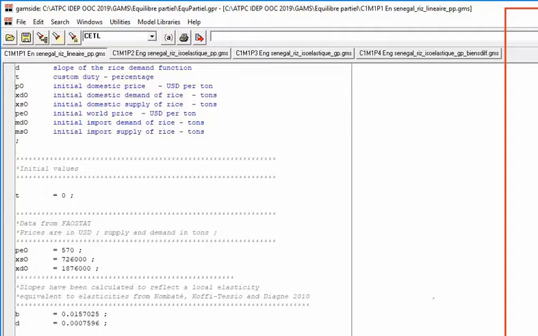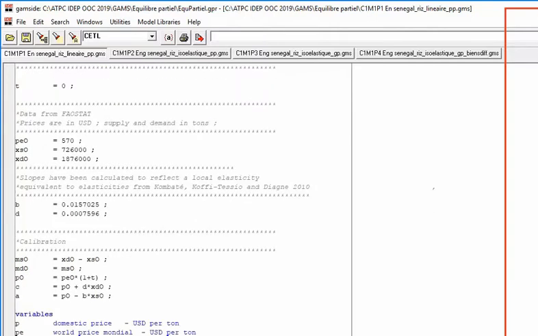Do not forget to explain the units of this data. For example, here prices are in US dollars, supply and demand in tons. So you've only got 4 data to enter in this program, and then you've got the slopes of the demand and supply functions, which have been calculated to reflect local elasticities equivalent to elasticities from an article that I found in a review of literature.